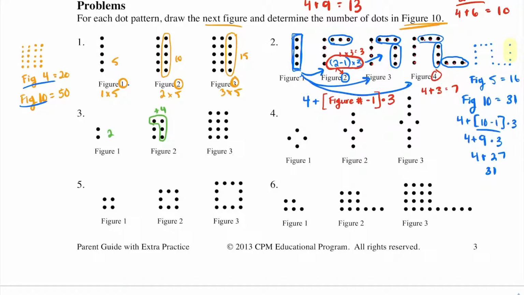I'm just writing down the things that I notice are happening, and some of these things may help us figure out a pattern, some of them may not, and that's okay. And then from figure 2 to figure 3, it looks like we are adding this right here, and that's 6 dots.